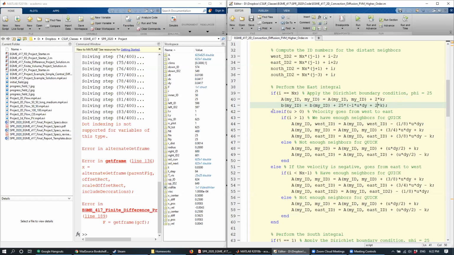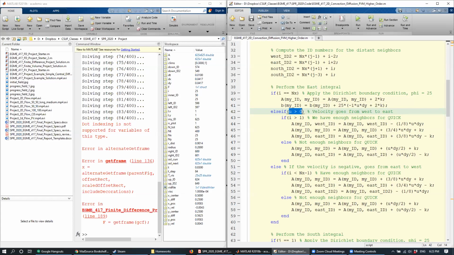The next else if statement I have is if u is greater than 0. So this tells us that our velocity goes from left to right, or west to east. That means we're going to apply version 1 of our CLIQUE scheme for the east integral. If you look back in your notes, we had 2 versions for CLIQUE, and this is going to be our first version.